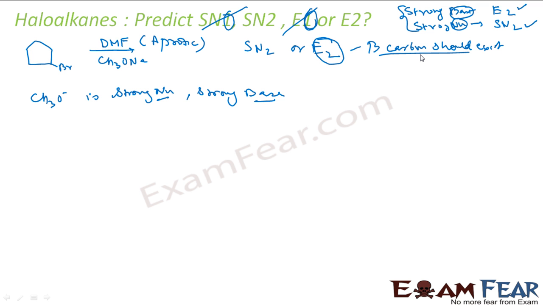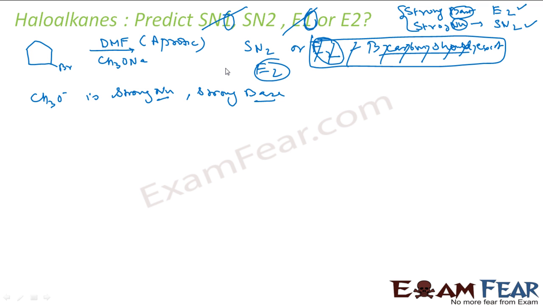It's not a very critical requirement, because we can have a reaction where both halogen and hydrogen leave from the same carbon. So let's ignore this, because there can be such a scenario. So this is SN2 or E2. Both are possible with this.